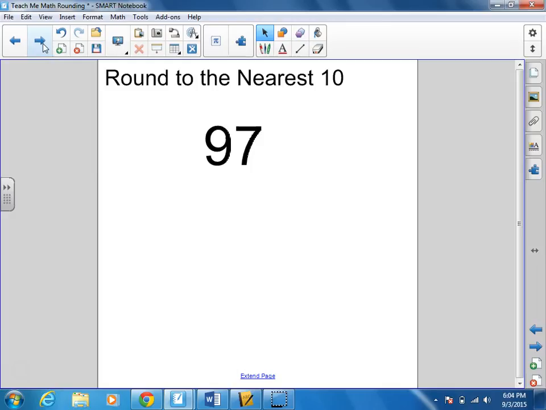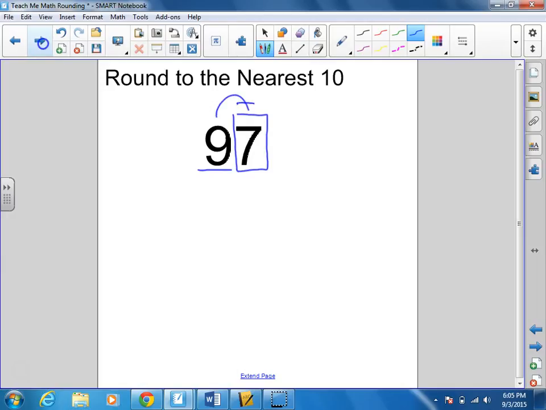We will now try another example which can sometimes be tricky for students. Numbers that are close to the next 100 value or the next place value can be difficult for students to remember, especially when trying to find the benchmark numbers. Again, we underline our tens place value, which is 9 or 90, and we box in our 7, which is in the ones place. This is our rounding number.